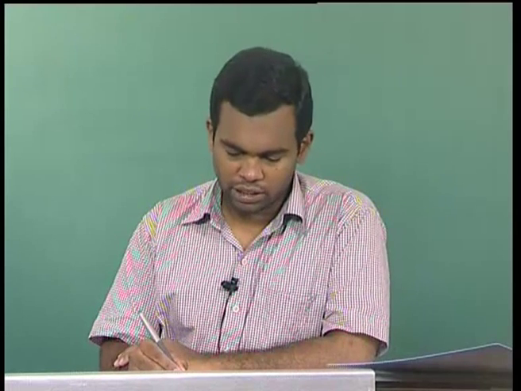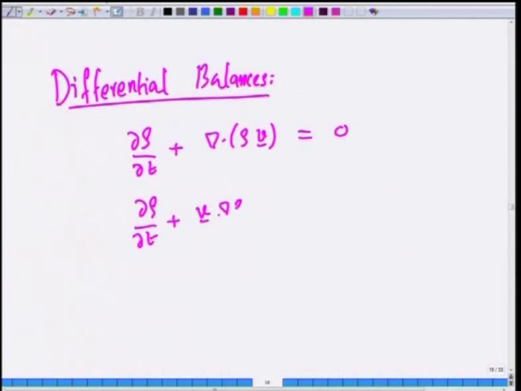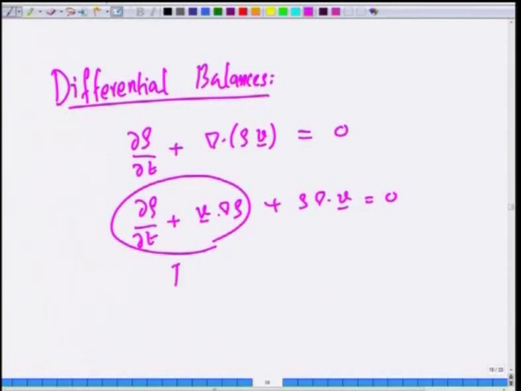So, the mass conservation equation becomes ∂ρ/∂t plus del dot (ρv) is 0, or you can write ∂ρ/∂t plus v dot del ρ plus ρ del dot v is 0. And this is nothing but the substantial derivative of density plus ρ del dot v is 0.